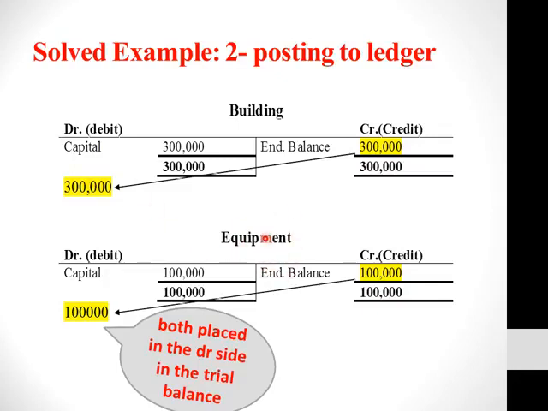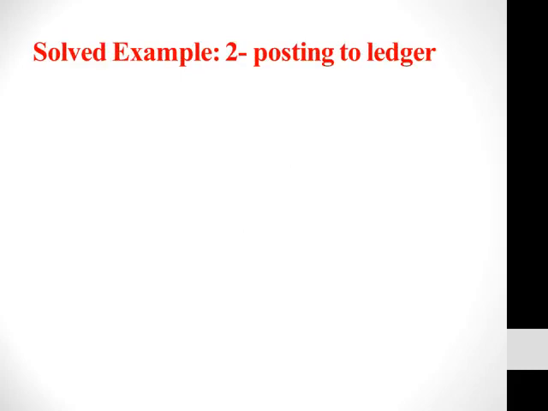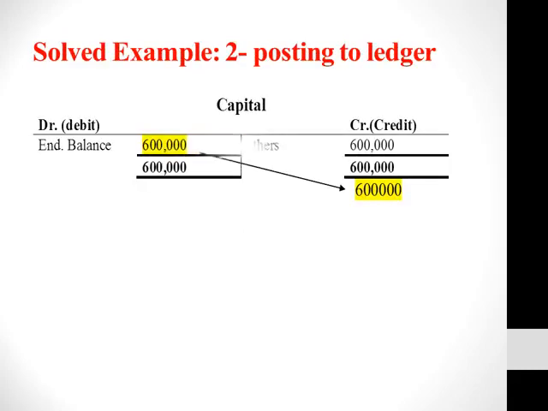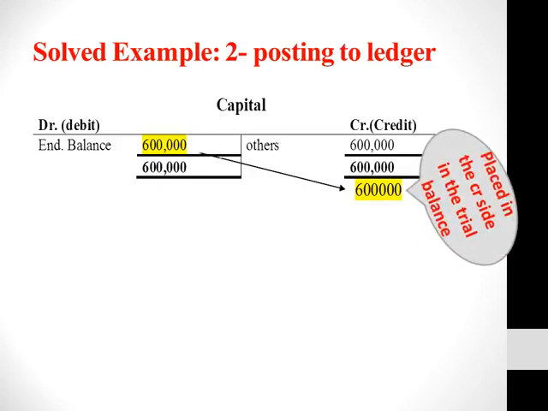The same goes for equipment. It has a 100,000 debit balance. So we'll keep posting to the opened accounts like capital. And note that for capital, the balance will be credit because the credit side has 600,000 and the debit side is empty, so the balance will be 600,000 in the credit side.